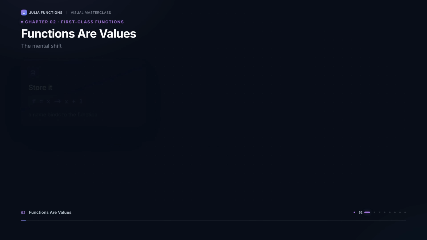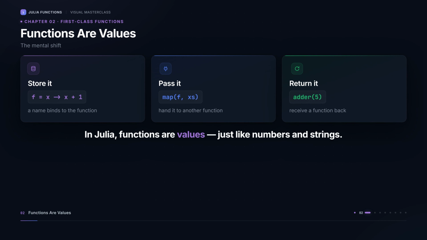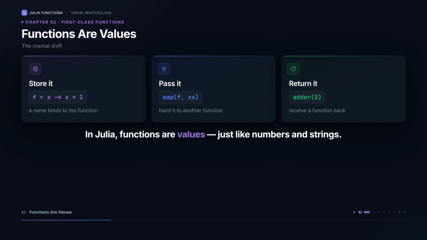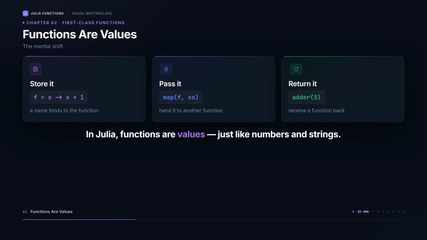Before anonymous functions make sense, we need one shift in mindset. In Julia, functions are values, first-class citizens, exactly like numbers and strings. That means you can store a function in a variable, hand it to another function as an argument, and even receive a function back as a result. It feels strange at first, so let's slow down and look closely.